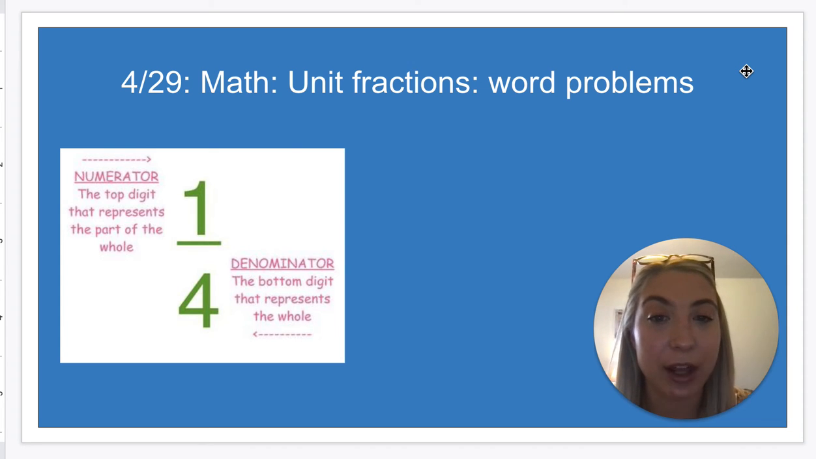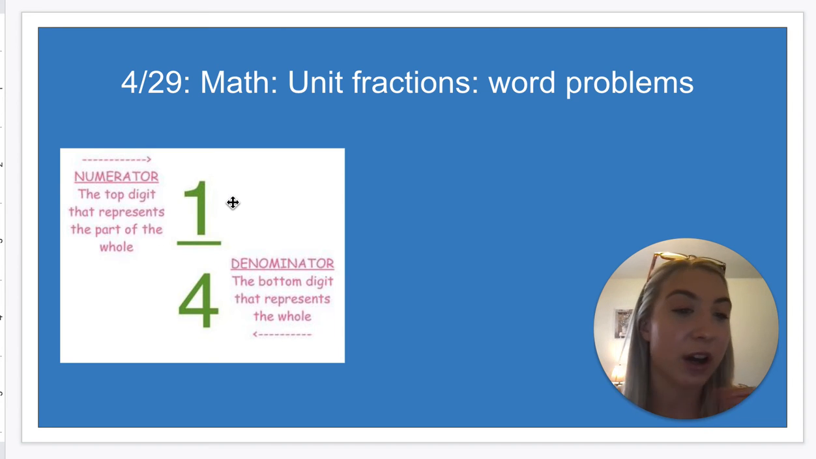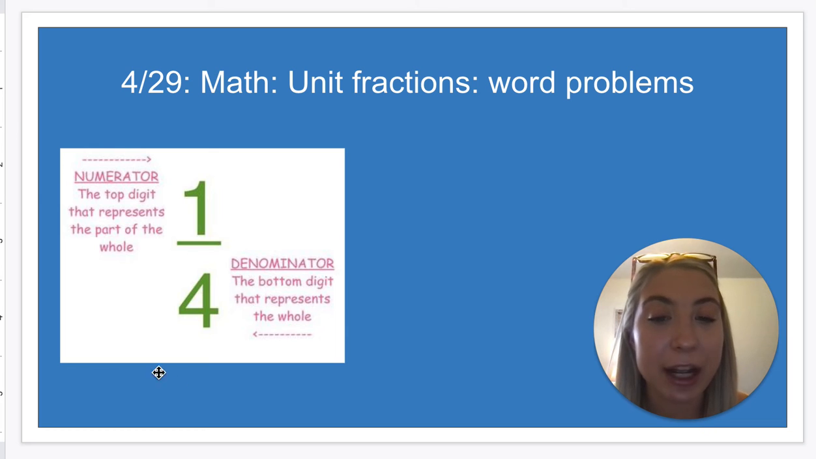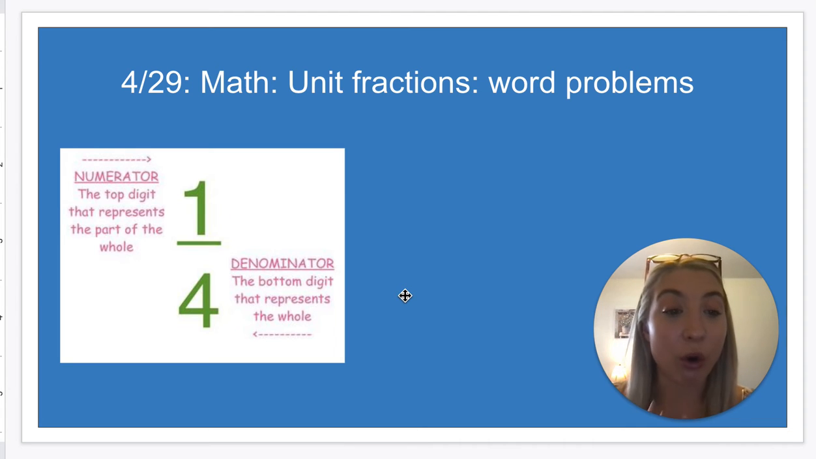Today we're working with our unit fractions and we're continuing with our word problems. So remember, our numerator is the top number of our fraction, the top digit that represents the part of the whole. And then our denominator is the bottom number of our fraction. The bottom digit represents the whole. So it's how many from 0 to 1, how many equal parts it is divided into. So if we saw 1/4, we know it's one part out of a total of 4 equal parts.